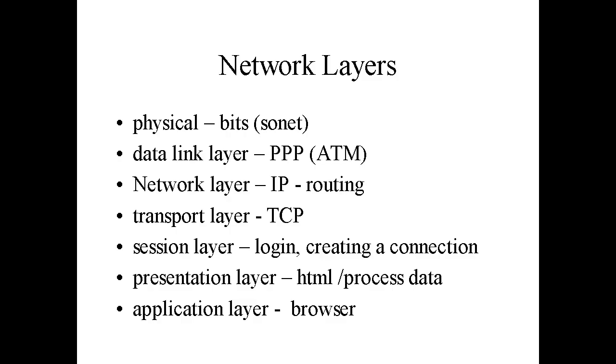So when we look to see where we are in the network layers in terms of the big OSI model, physical layer might be synchronous optical networks, or SONET, that's bits. You could have a data link layer such as PPP or asynchronous transfer mode transmissions. PPP is point-to-point protocol. Then comes the routing role, which is in the network layer for Internet Protocol, for example. There's the transmission control protocol, or TCP, which typically is called TCP/IP, in the transport layer.